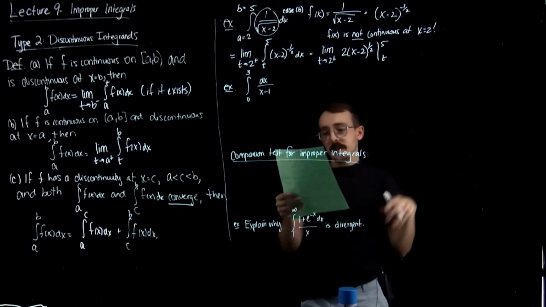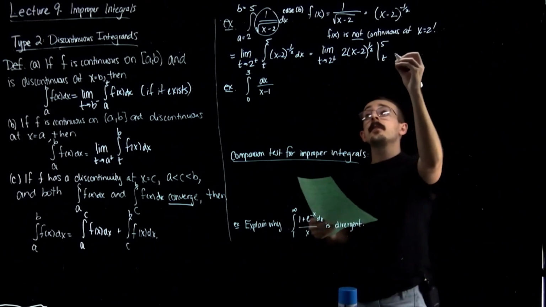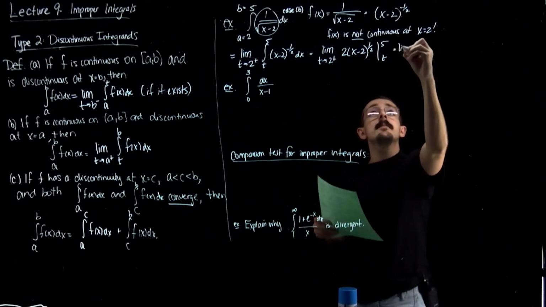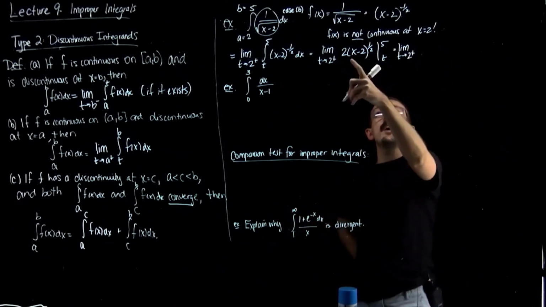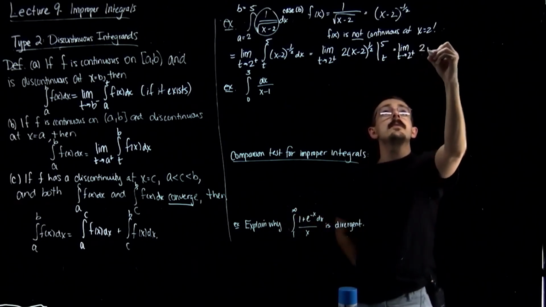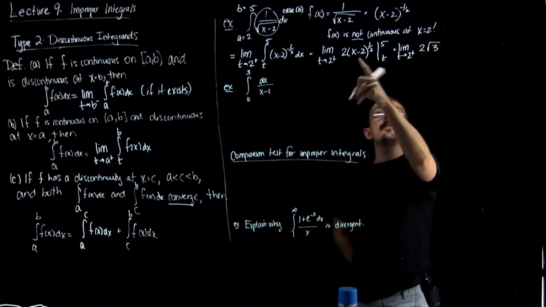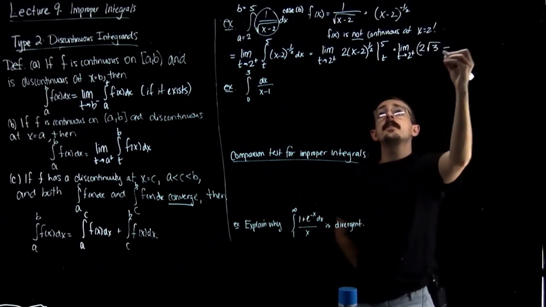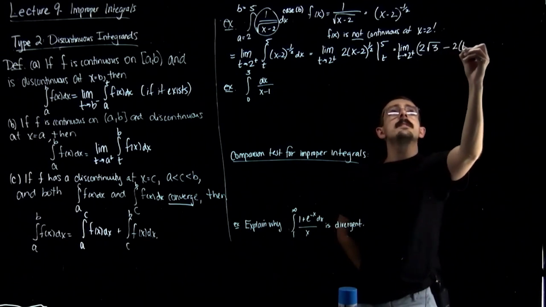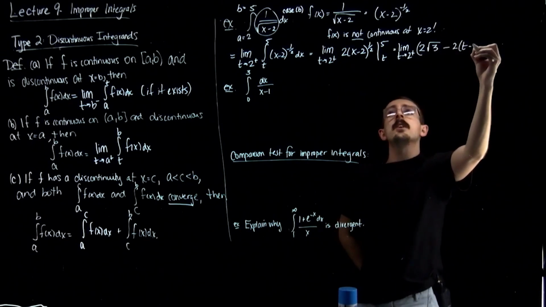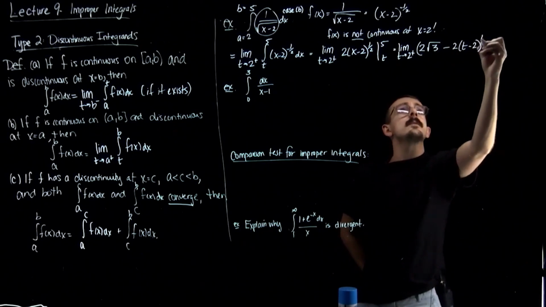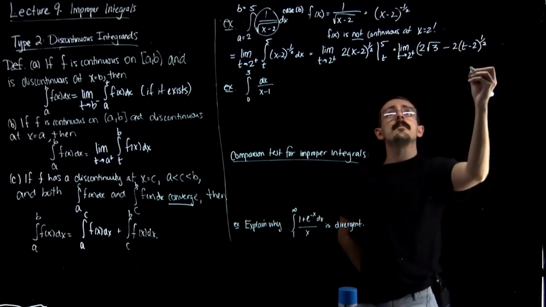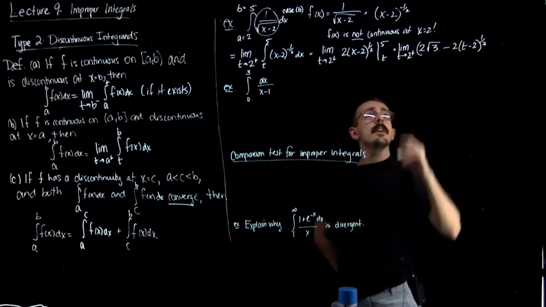And then what I need to do is go ahead and plug that in. So I'm going to get the limit as t goes to 2 from the right. Plug in 5, we get 2 rad 3. And if you plug in t, you're going to get 2 times (t minus 2) to the 1/2. And now we have to evaluate this limit.